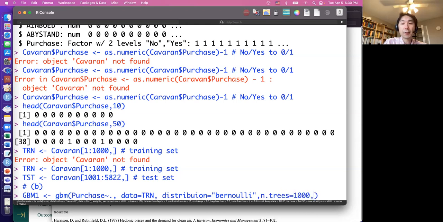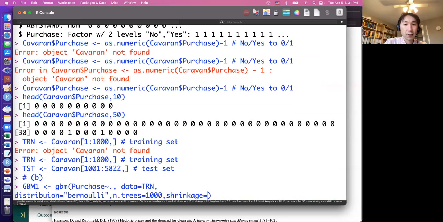And the number of trees is 1,000. So we gradually grow the trees, and we don't have the hyperparameter lambda. Probably lambda is set as 0.001 because the number of trees is 1,000. I'm not sure. But here we want to make the shrinkage value equal to 0.01. So lambda we set as 0.01.